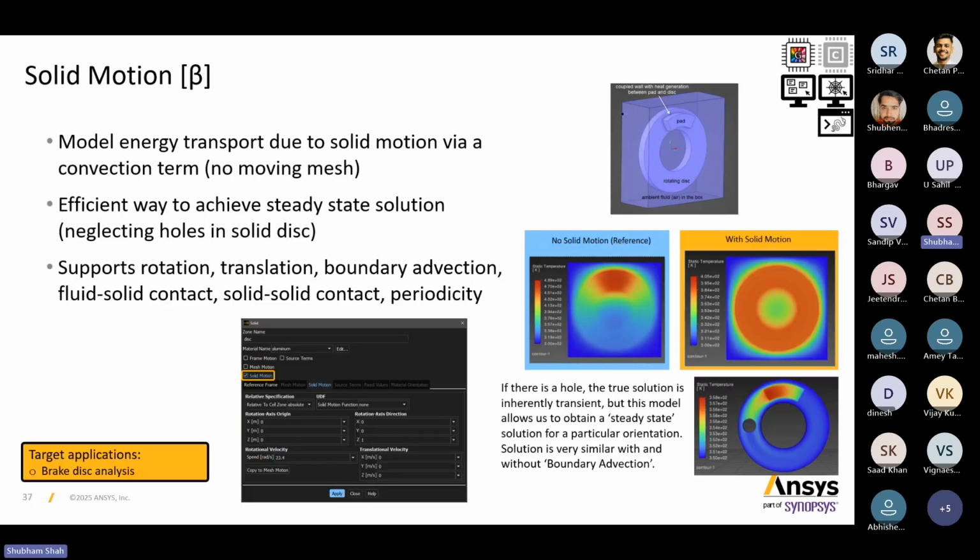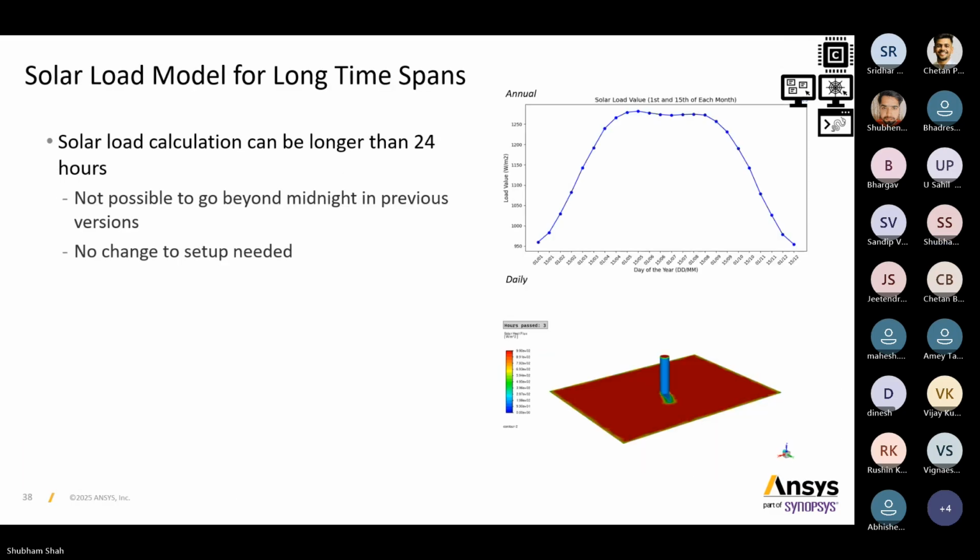Then solid motion is enabled, but that is still in beta mode. It is basically used for disk brake sort of analysis, where the energy transport is due to the solid motion. So this feature has also been introduced in beta mode.